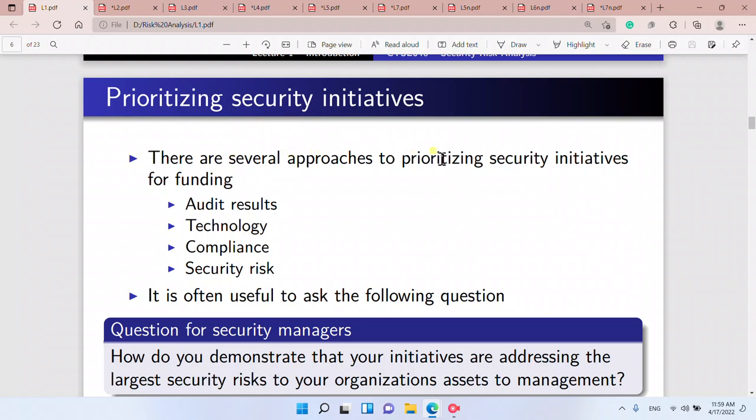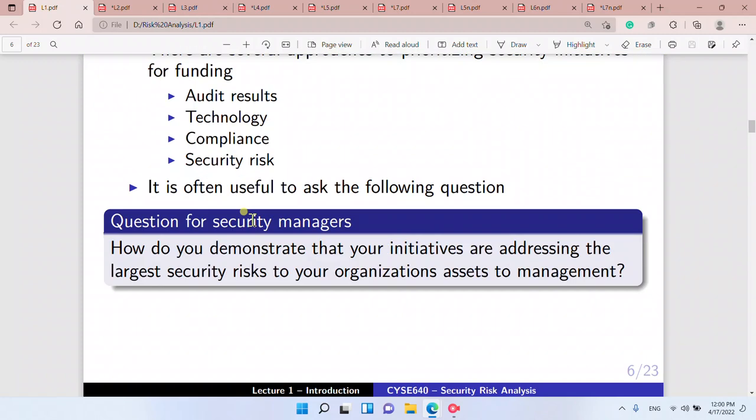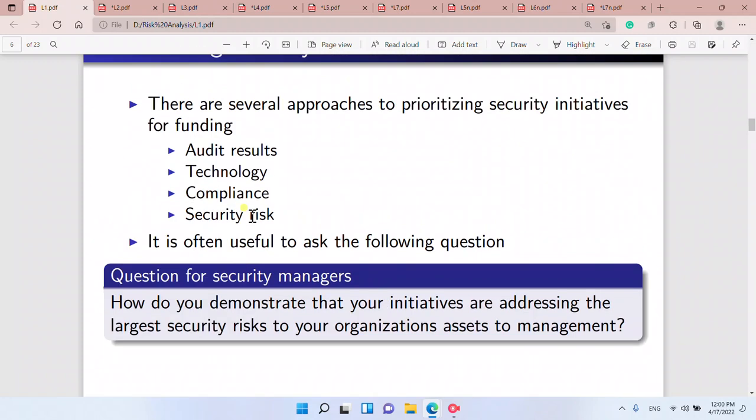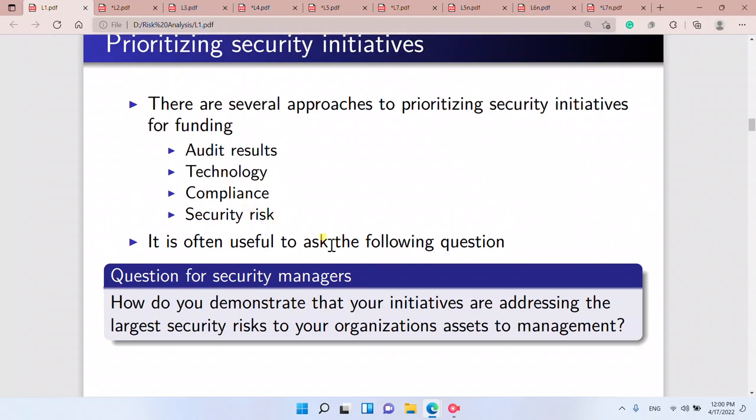There are several approaches to prioritizing security initiatives for funding: audit results, technology, compliance, and security risk. It's useful to ask the following question: how do you demonstrate to management that your initiatives are addressing the largest security risks to your organization's assets?